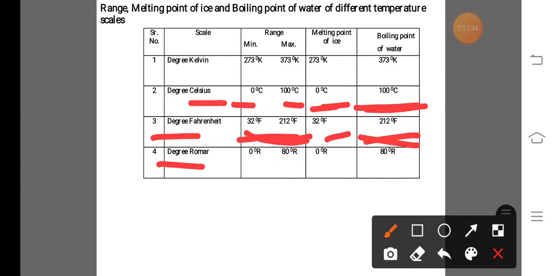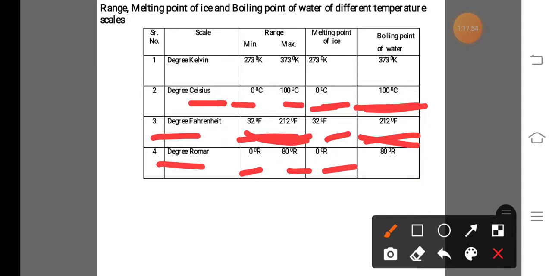In case of Romer, minimum range 0 degree, maximum range 80 degree Romer, and the melting point is 0 degree Romer and boiling point of water, that means melting point of ice is 0 degree Romer and boiling point of water is 80 degree Romer.